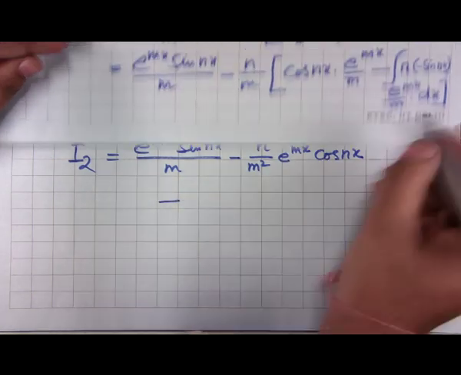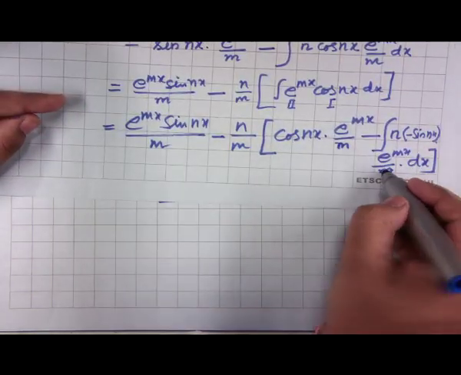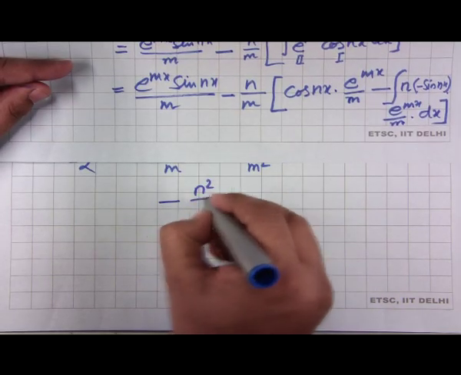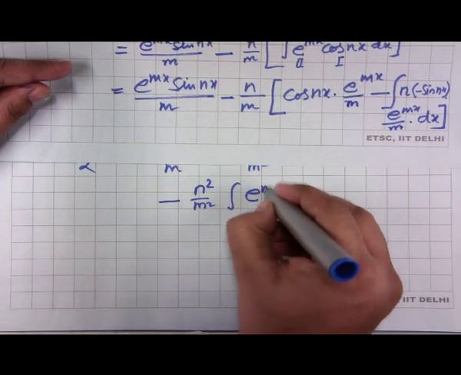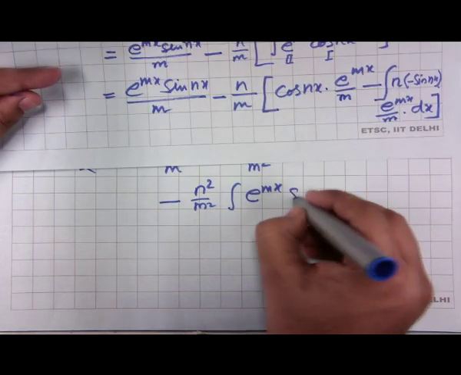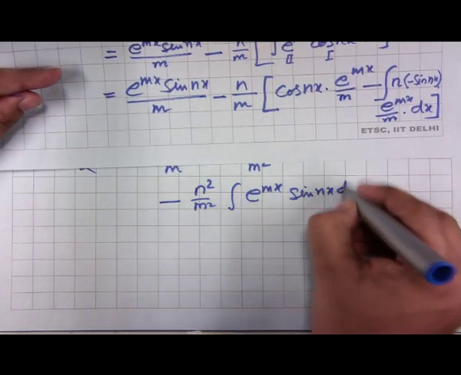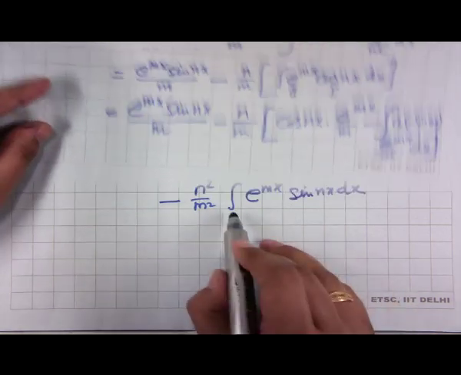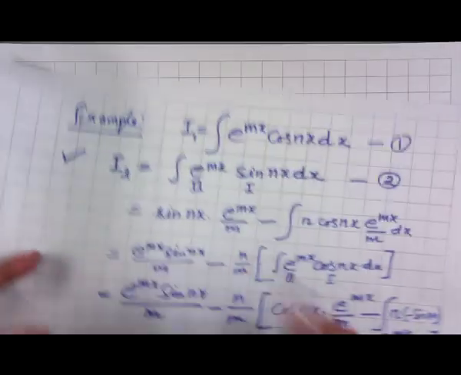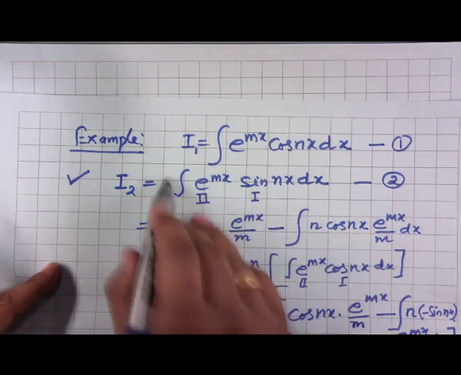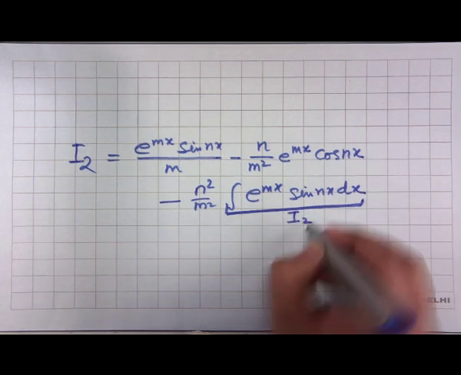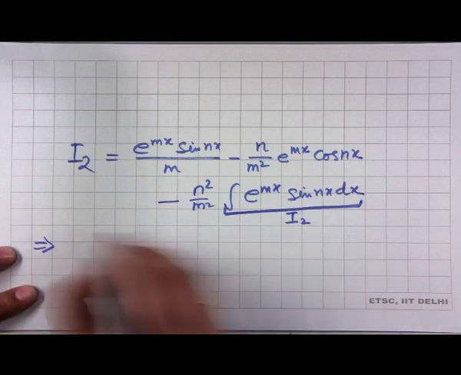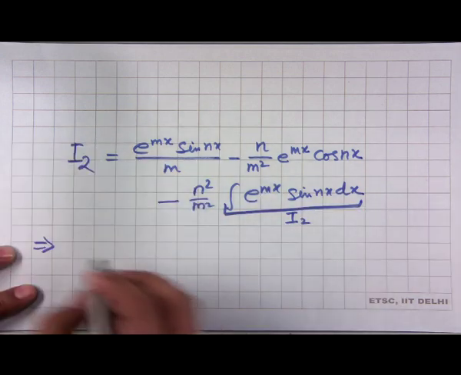So, throughout the sign I will get a minus sign, n into n square, m into m square. So, n square over m square integration of e raised to power mx sin nx dx. Look carefully, what you have obtained here is the same as the integral which you started with. So, I can replace it by I2. So, that I will get here on the left hand side, I will transfer everybody.